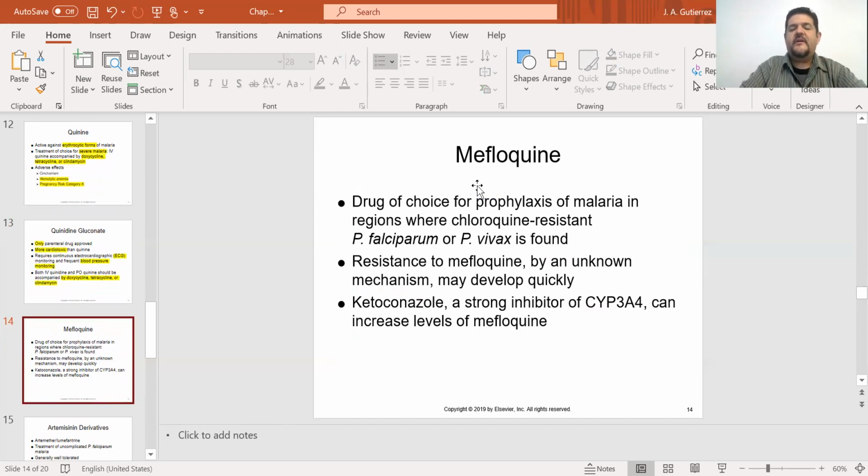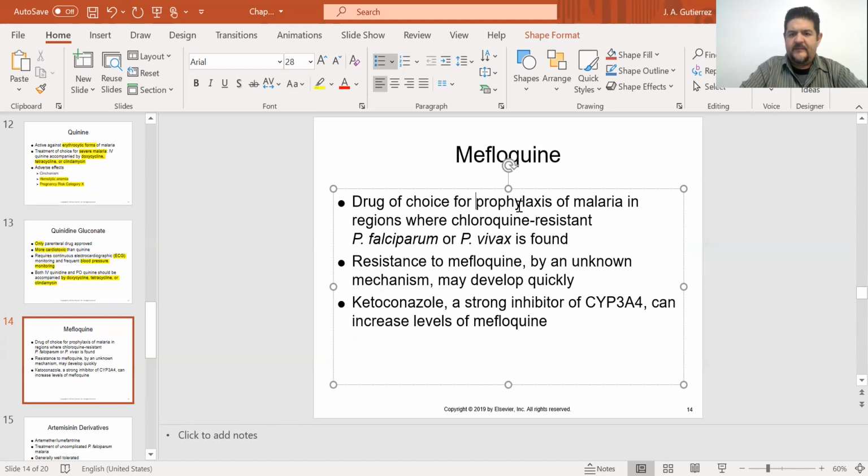Mefloquine is a drug used for prophylaxis in areas where we know there is a chloroquine-resistant strain of malaria. Ketoconazole, which we already mentioned, is an azole. The first time we saw ketoconazole was in the antifungal chapter. It inhibits CYP3A4. We mentioned this enzyme is located in the liver.